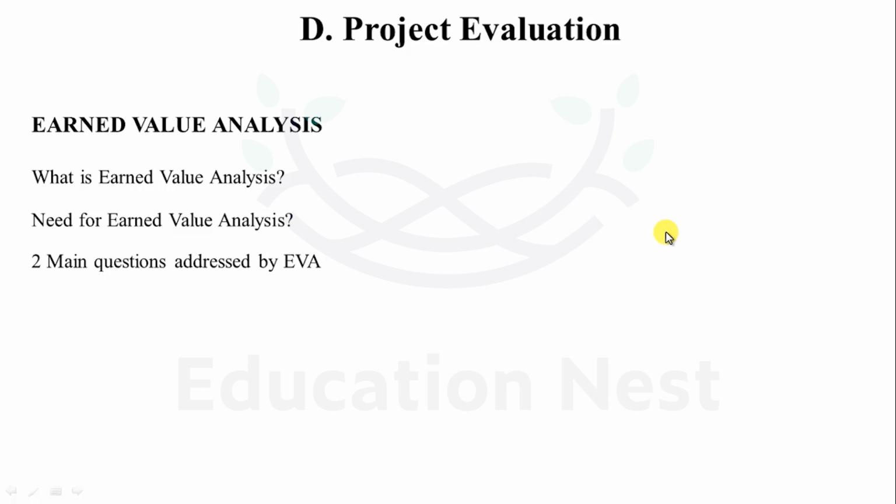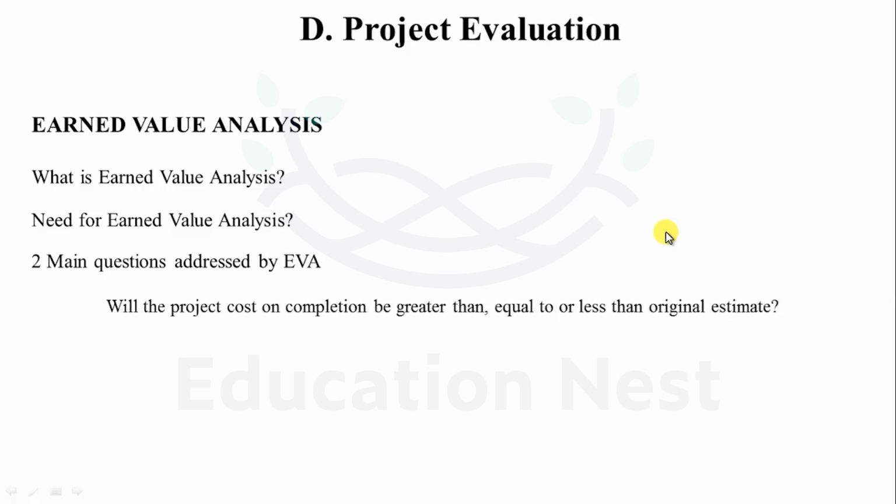So this all boils down to two main questions which are addressed by the earned value analysis. The first is, will the project cost on completion be greater than, equal to, or less than the original estimate? That is the difference between the planned cost and the actual cost. And next, will the project be completed on time? That's it. These are the two main intentions of the earned value analysis.